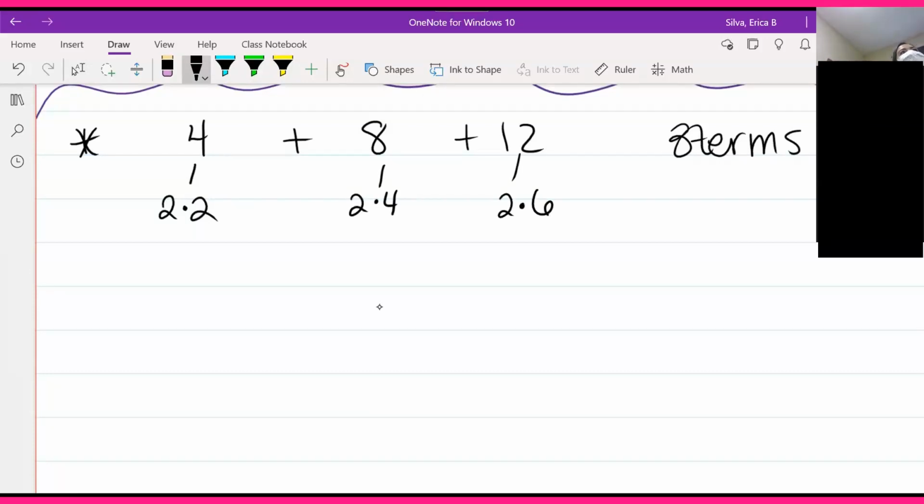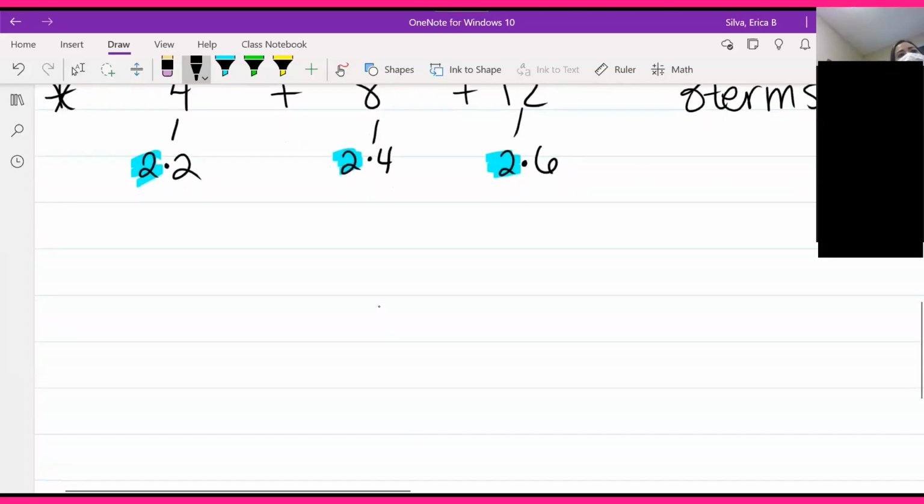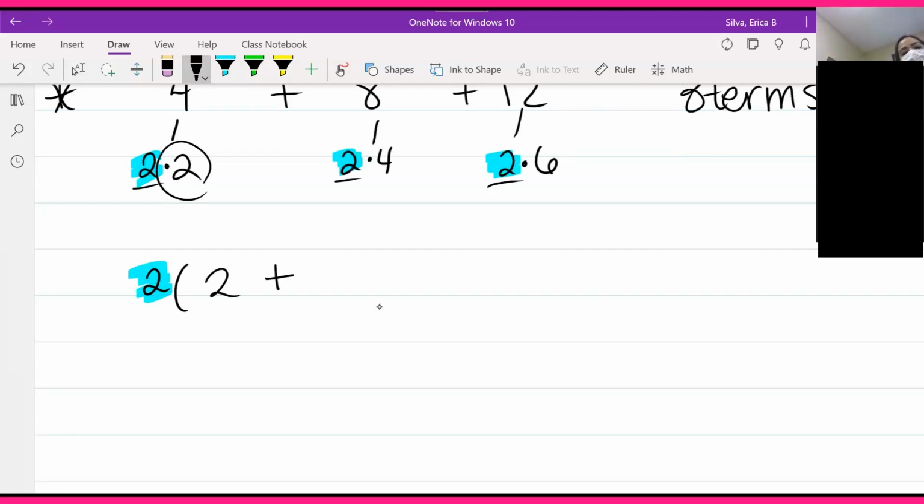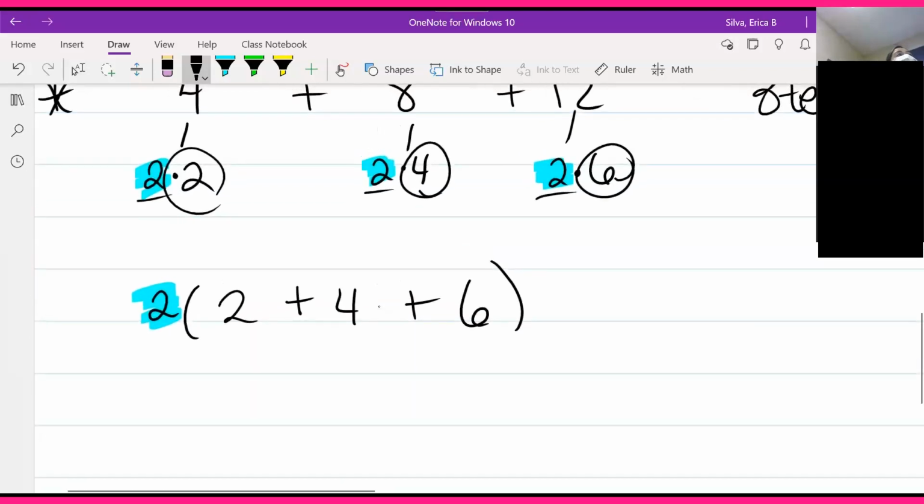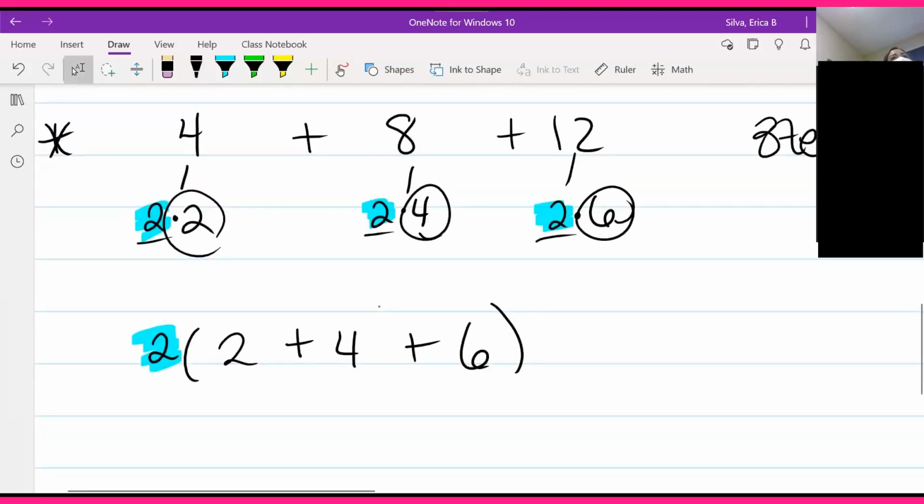Now, if we want to factor out the greatest factor, notice how all of them have a 2. You don't have to write this down. This is just to refresh your memory. When we're taking out the greatest common factor, or the GCF, that's what we're doing. We're seeing which one they have in common. So in this case, we take out the 2, and then remaining we have 2 plus 4 plus 6. Does everybody see that? Yes, no? This is very basic. Don't get confused with this.